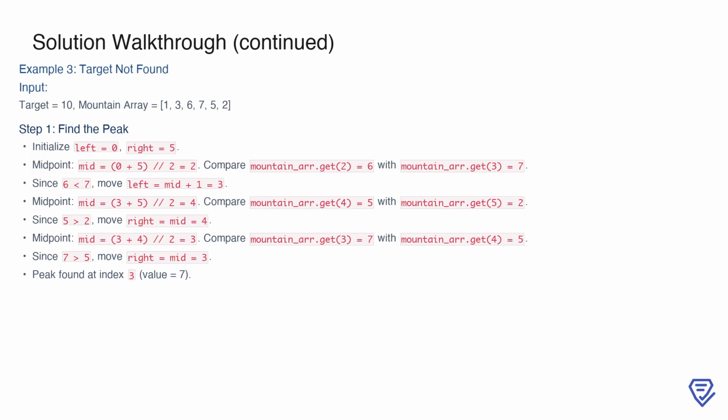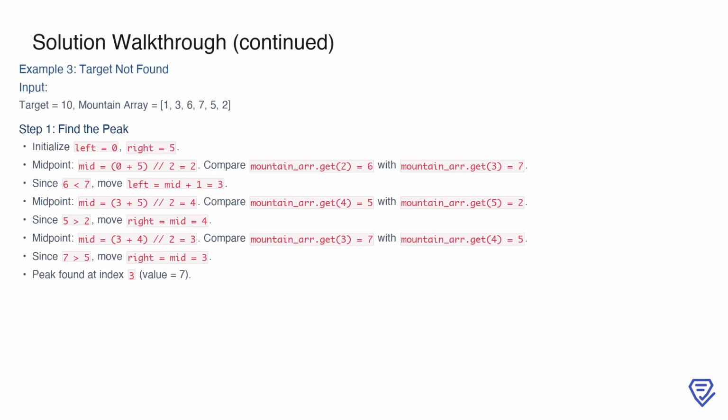As usual, we start by locating the peak. We initialize left to 0 and right to 5. The first midpoint is (0 + 5) // 2 equals 2. At index 2, the value is 6, and at index 3, the value is 7. Since 6 is less than 7, the peak lies in the right half, so we update left to mid plus 1, which is 3. The next midpoint is (3 + 5) // 2 equals 4.